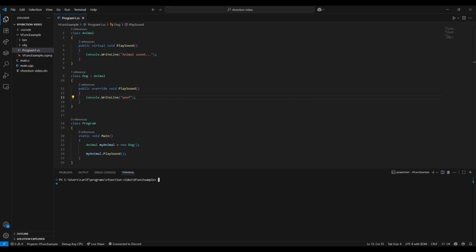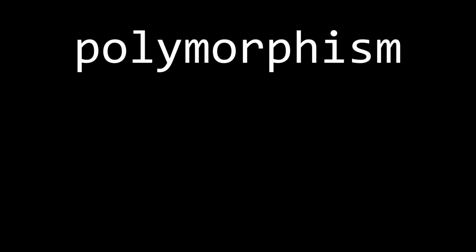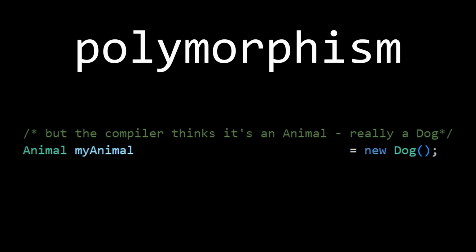If I run this C# code, it'll output woof, even though my object is declared as an animal, not a dog. The reason this happens is because of an object-oriented programming principle known as polymorphism, which basically means that the object can behave as a different type, a dog, while being seen by the compiler as an animal.